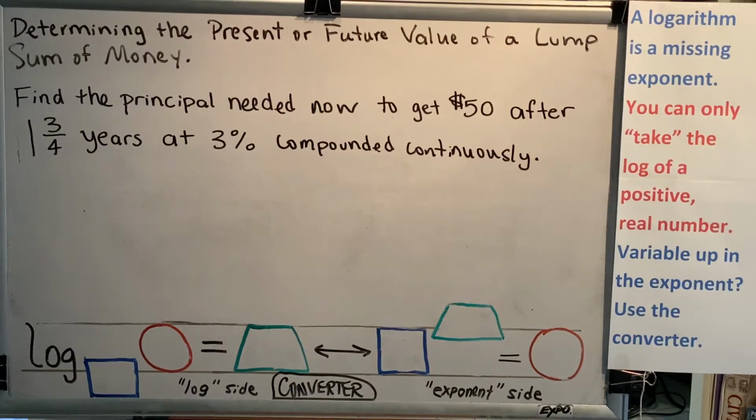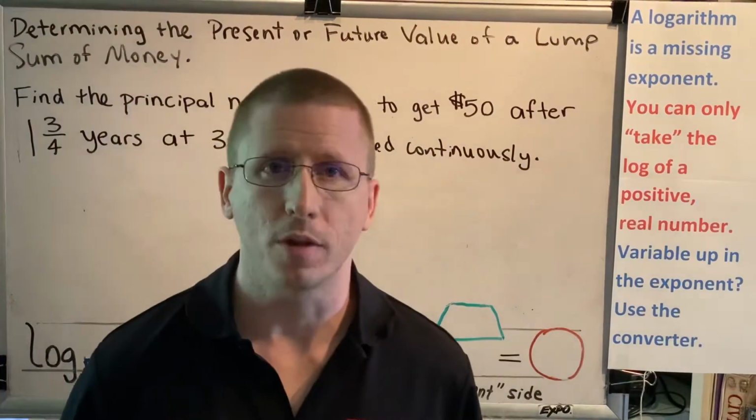The topic of this video is determining the present or future value of a lump sum of money. Let's look at a problem. Find the principal needed now to get $50 after 1 3/4 years at 3% compounded continuously. There's a couple of things that we noticed right away from this problem.